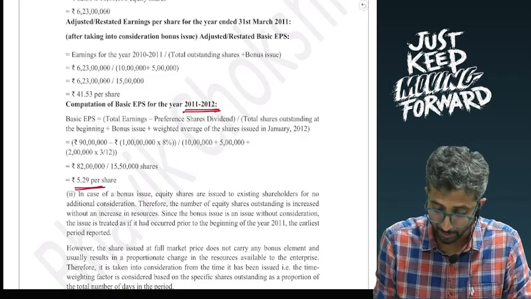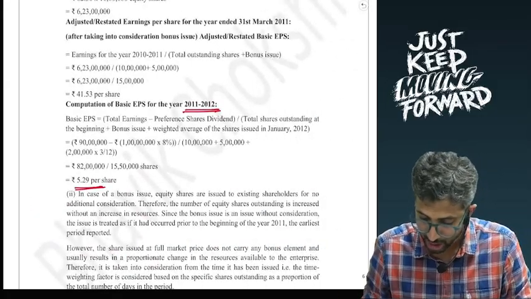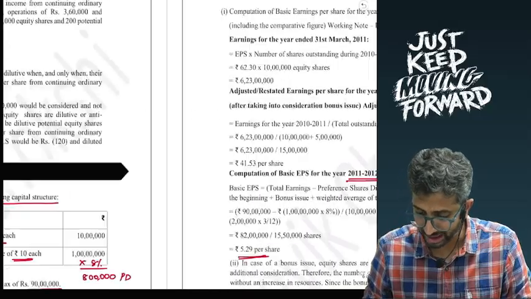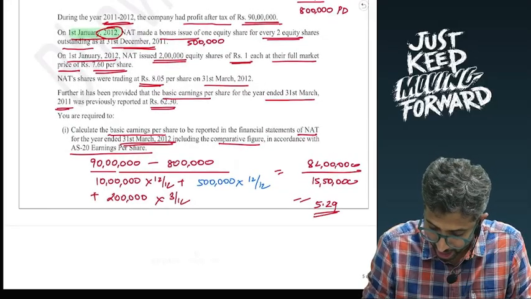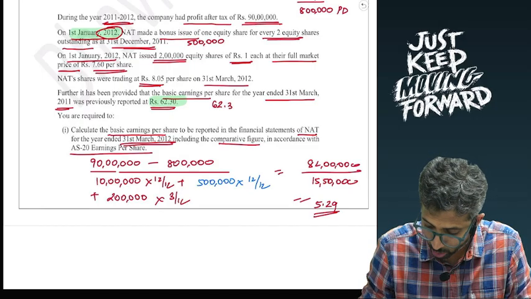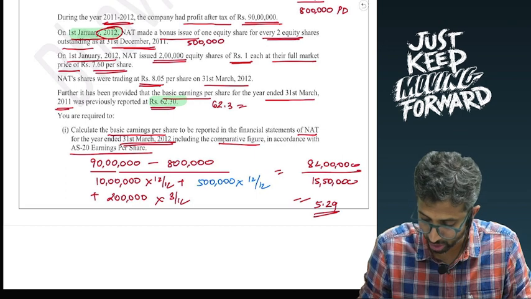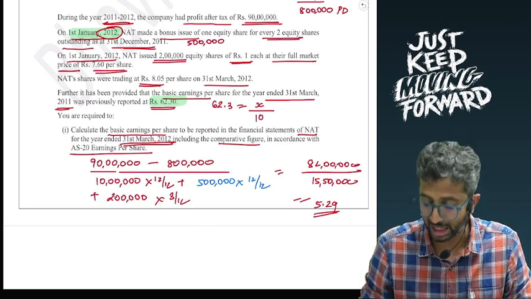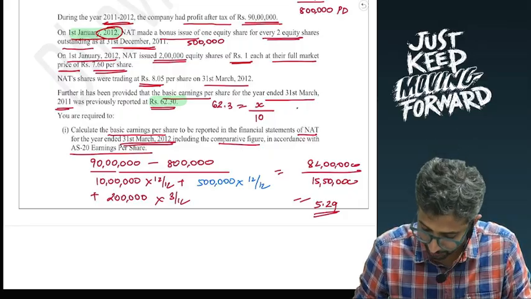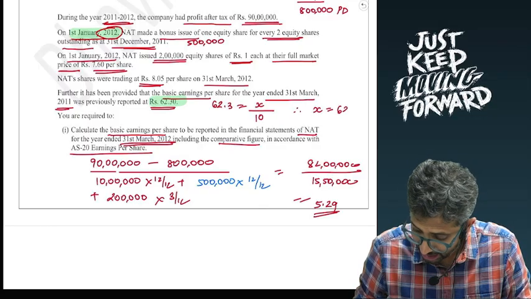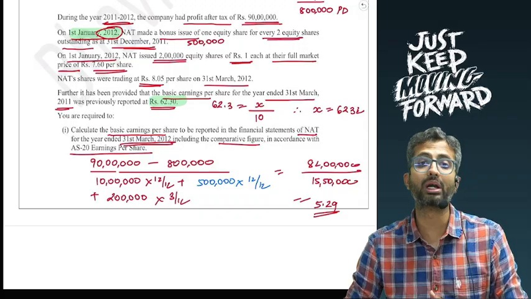Now I need to find the comparative EPS for the previous year. So if I want to find the comparative EPS for the previous year, in this case, the EPS is calculated as 62.3. So 62.3 equals profit attributable to equity shareholders. So let's say this is PAT after preference dividend X divided by, let us say in the last year there were 10 lakh shares. Therefore, X will equal to 62.3 into 10 lakhs, that is 623 lakhs. 623 lakhs is 6 crore 23 lakhs.